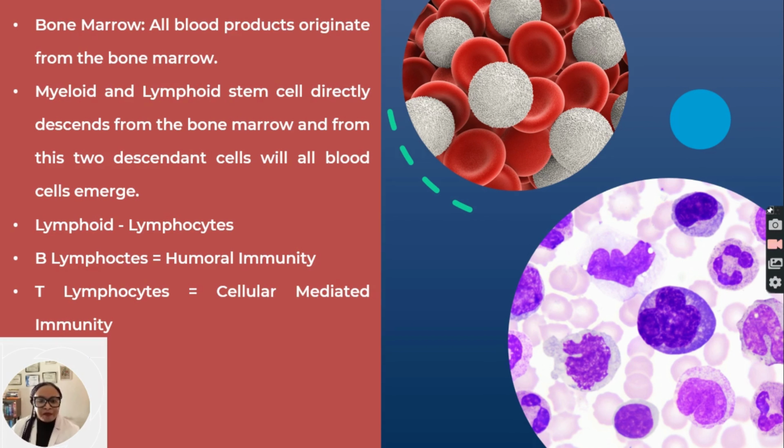From the myeloid, you're going to get most of your red blood cells and your white blood cells. They're going to emerge from this. And when you think about your lymphoid cells, this is where you're going to get all the lymphocytes, like the B lymphocytes, your humoral immunity, and your cell-mediated immunity.